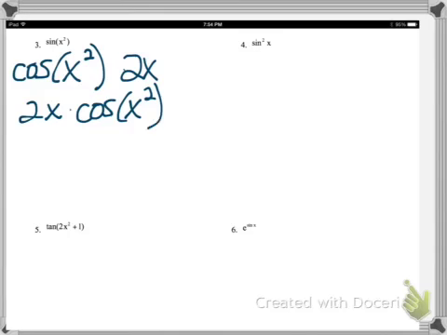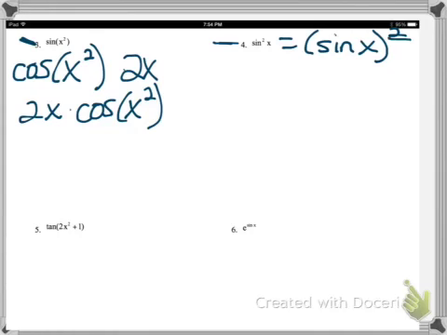Next one, now this is really, really common. The next one's actually saying what? Sine of x quantity squared. See the difference. Number 3, it's x squared, that's the inside. Number 4, it's sine squared.